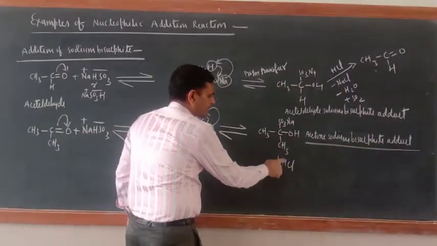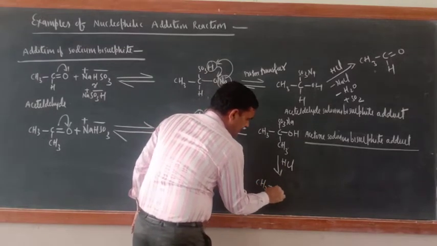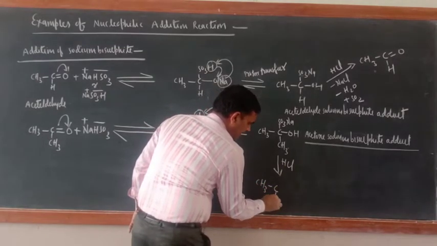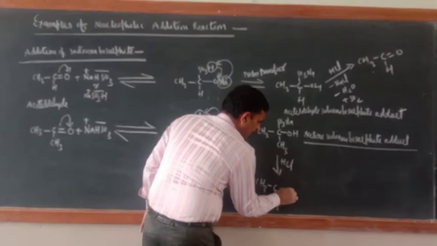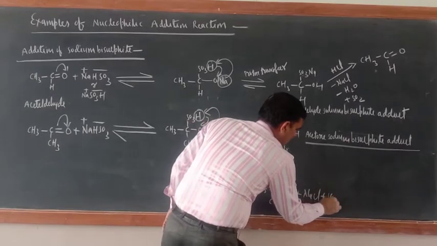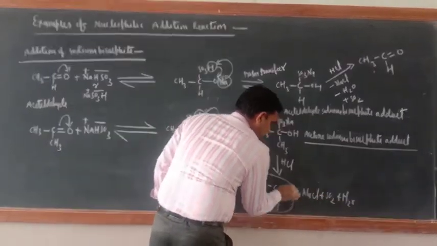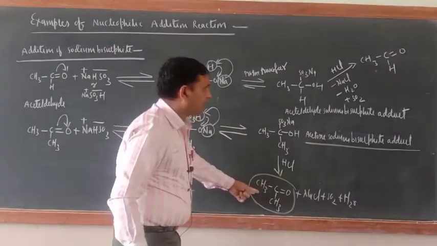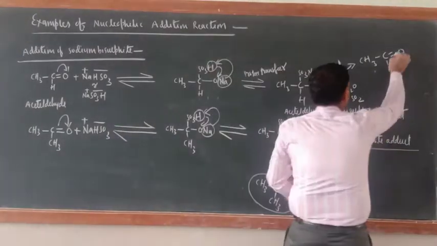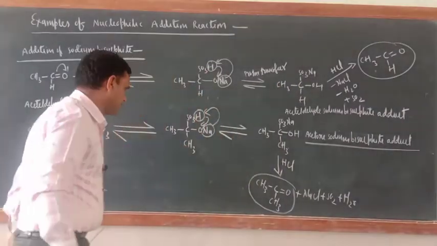Similarly, if you treat this one with HCl, what would be the product? CH3C, and here CH3 double bond O, plus NaCl plus SO2 plus H2O. So now the original aldehyde and ketone you have got or not? So what is the meaning of this? Just see, I will tell you the importance of this compound.